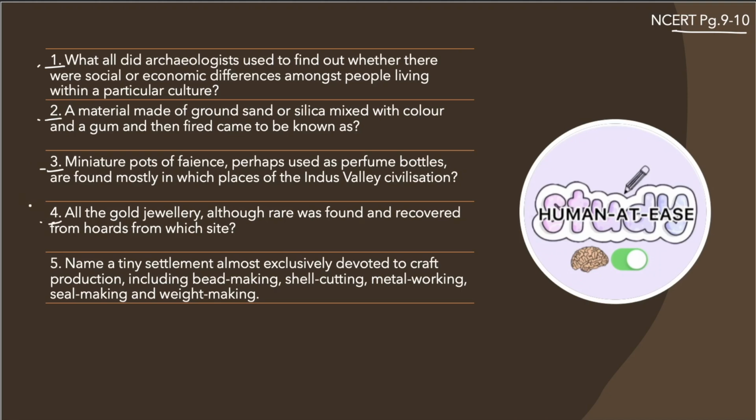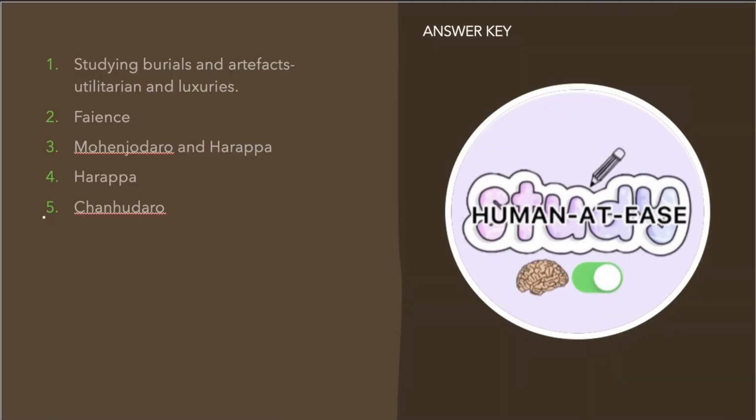Question number 4. All the gold jewelry, although rare, was found and recovered from hoards from which site? Question number 5. Name a tiny settlement almost exclusively devoted to craft production, including bead making, shell cutting, metal working, seal making, and weight making. Here are your answers. I hope you all are answering correctly and are having fun reading the questions and testing your knowledge.